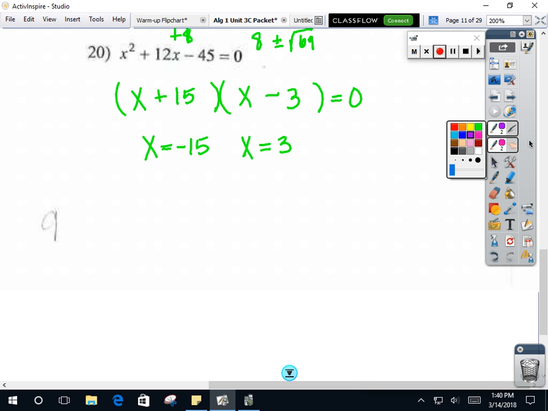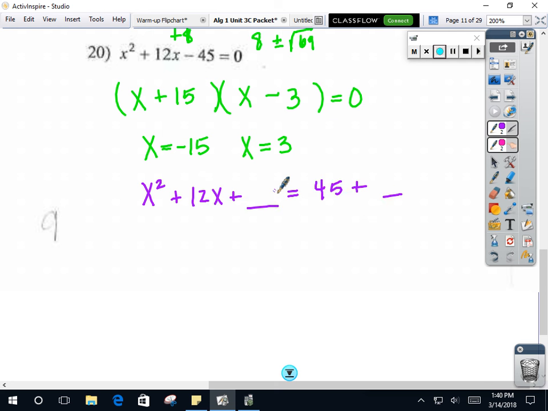Okay, you don't have to write this, but I'm about to quickly complete the square for this problem to show you that you'll get the same thing. The first thing I would do is add the 45 over, correct? Then to fill in these blanks, I would take the b, which is 12, divide it by 2, and that'd be 6, and square it and get 36. Then I would just factor this side by looking for two numbers that multiply to make 36 and add to make 12, and that's 6 and 6.